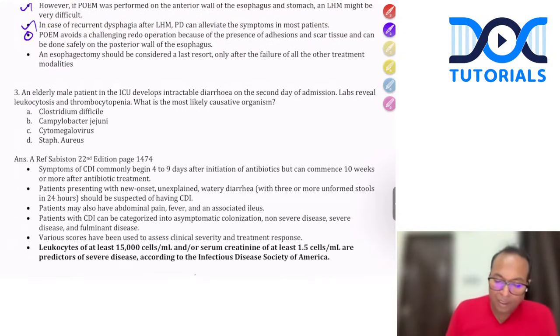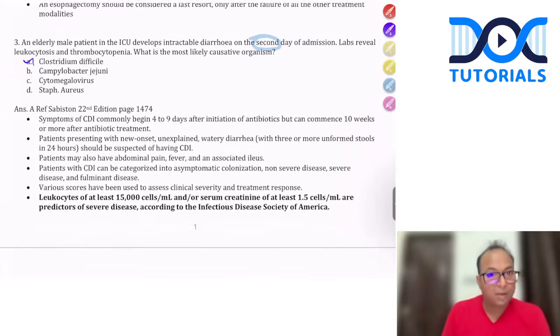So an elderly male in the ICU develops intractable diarrhea on the second day of admission. I'm not sure whether it is the second day in the question, because lab reveals leukocytosis and thrombocytopenia. What is the most likely organism here? ICU patients will develop Clostridium difficile infection.